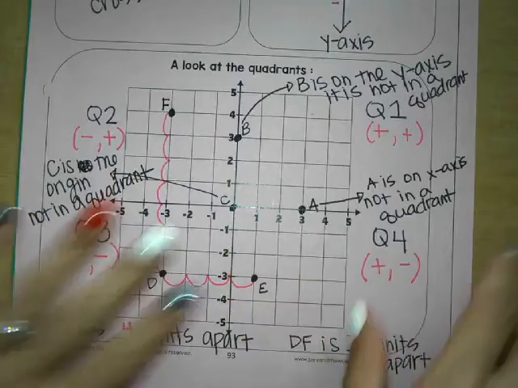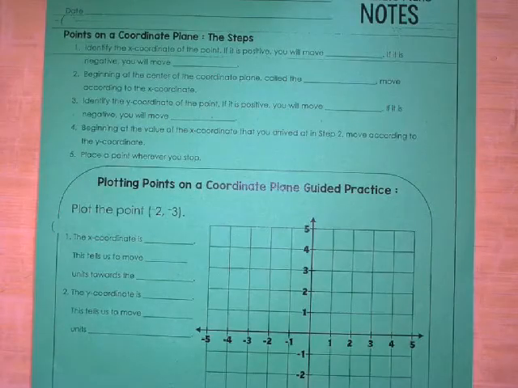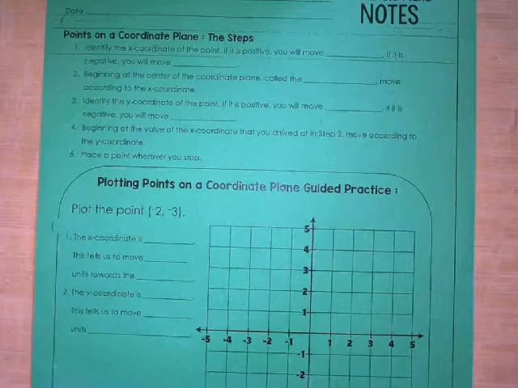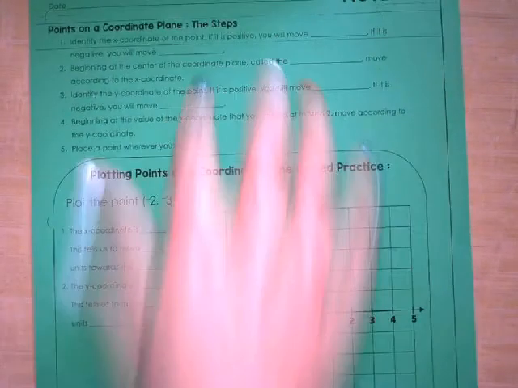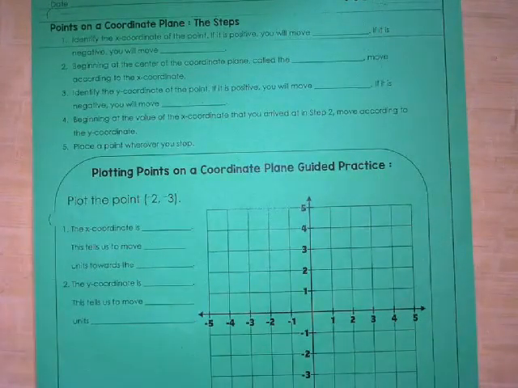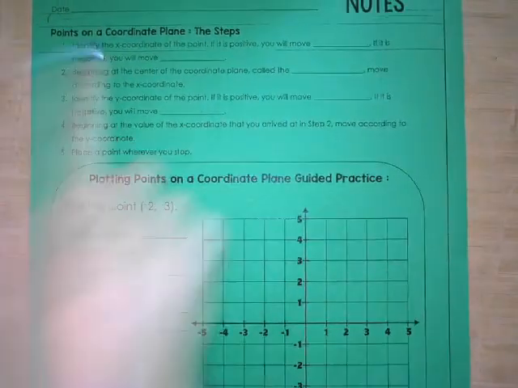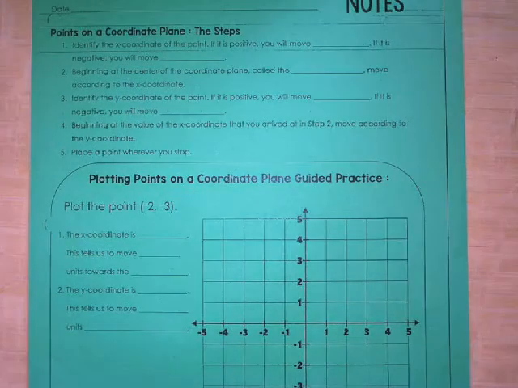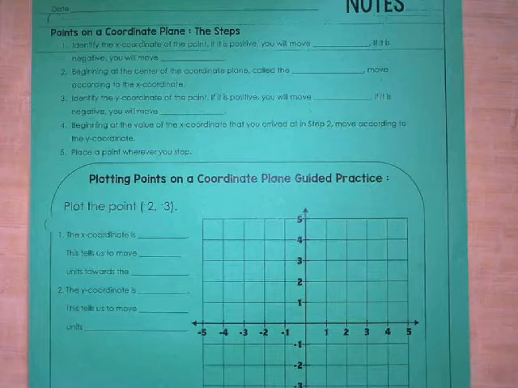All right, let's go to the green sheet of paper now. So now that we've talked about quadrants and distances, let's talk about how you plot a point on a coordinate plane. So we have our steps up here, an example down below. If we look at number 1, the first step is to identify the x-coordinate of a point. If it's positive, you will move blank. If it's negative, you will move blank. X-coordinate. Is my x the first number or the second number? It is the first number.